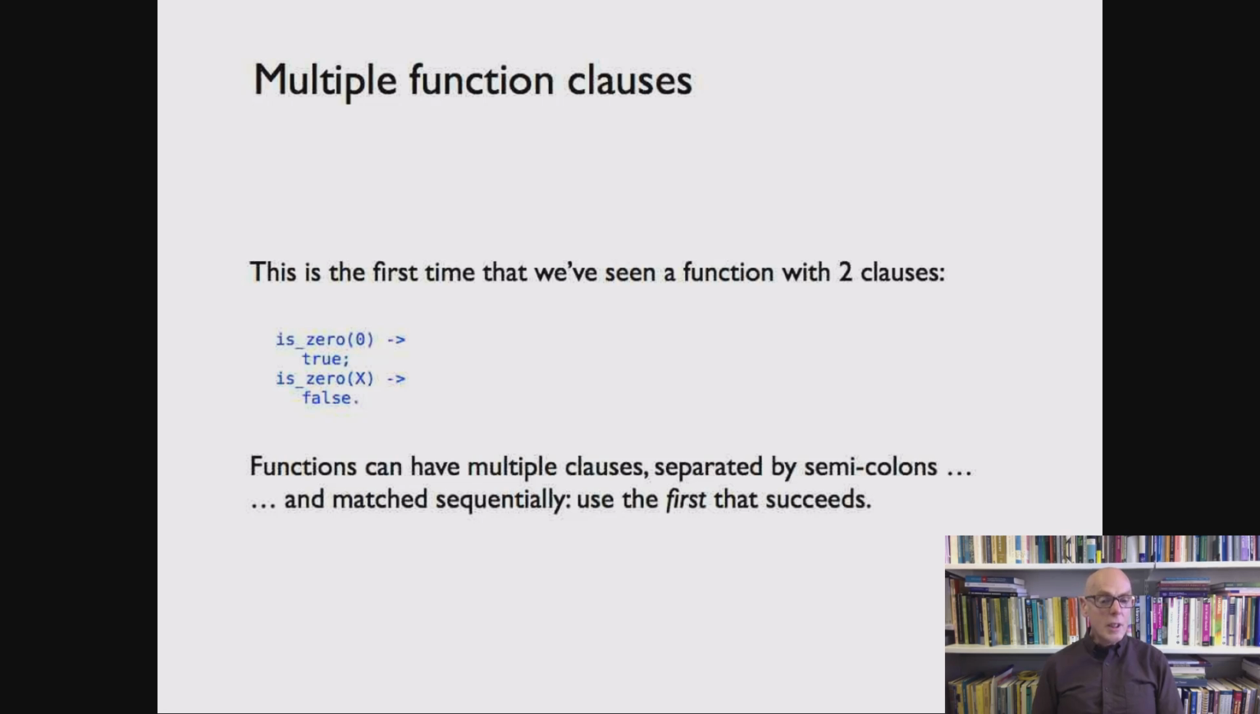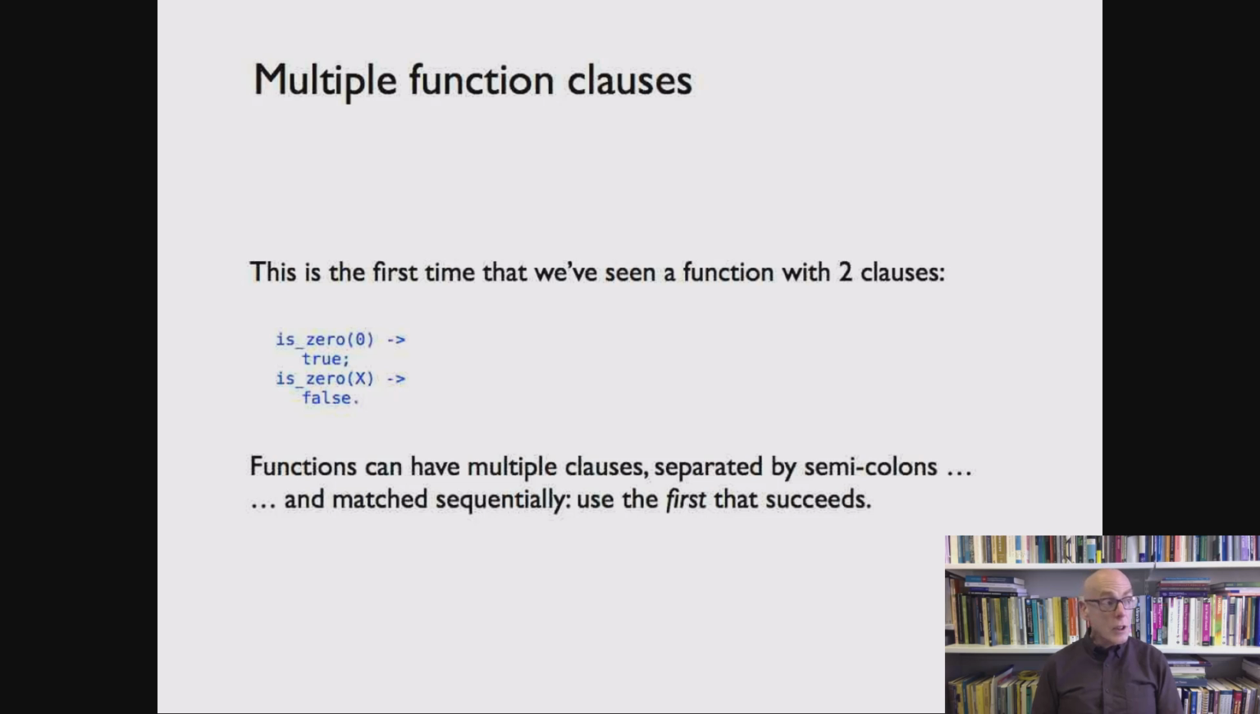And one piece of syntax here, it's the first time we've seen a function with two clauses, and note that what we do is we separate the clauses with semicolons. So the first clause ends with a semicolon, the last clause ends with a full stop. And as I said when I was talking about the previous slide, these clauses are matched sequentially. We use the first one that succeeds. So for 0, the answer is true.